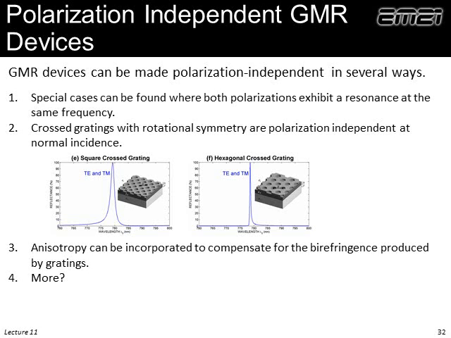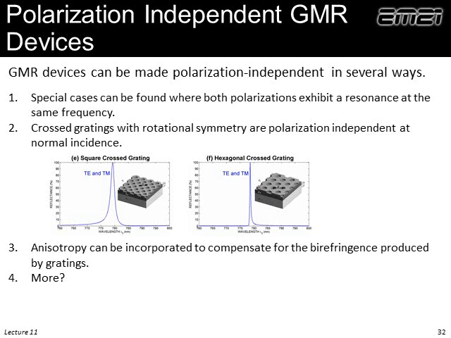Due to the birefringence in the grating, they're also sensitive to polarization. What can we do about that? Well, some people have found special cases where we have a ruled grating that should have a different polarization response, but there's a special angle of incidence with everything special such that the two polarizations coincidentally have a resonance at the same wavelength, and we can make something polarization independent that way.